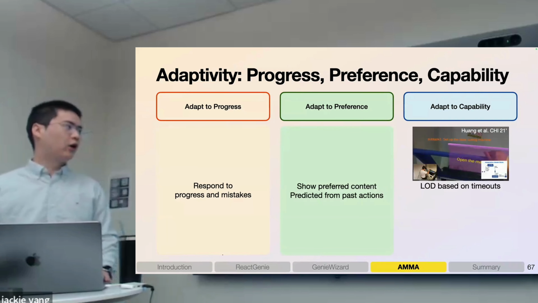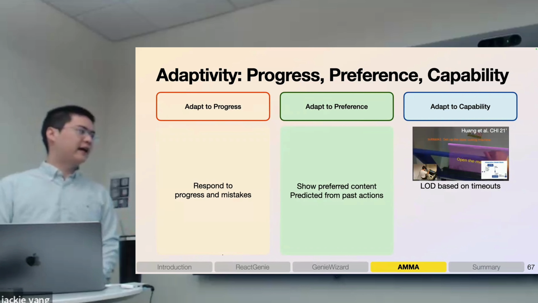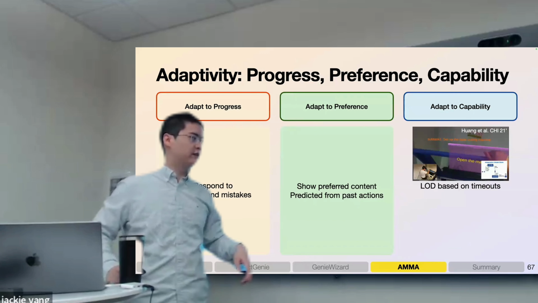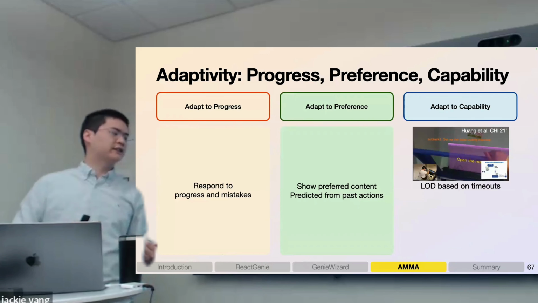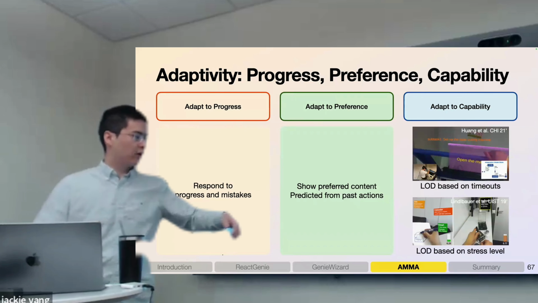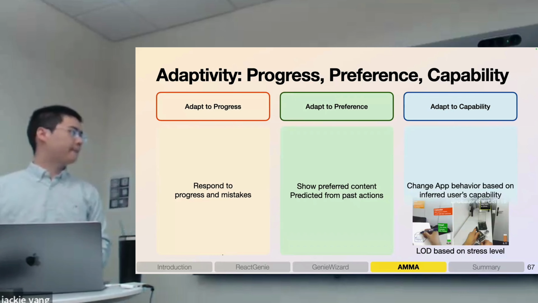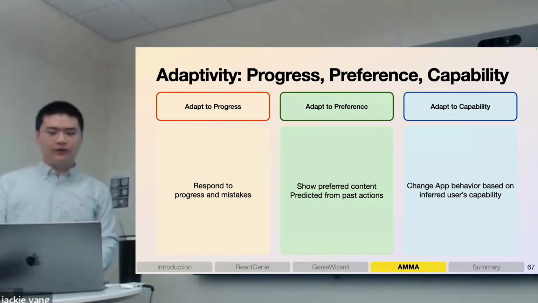Adaptive capability is a little bit more complex. We want the app to know the user's capability and then change its behavior based on that. There is a little bit of work right now on that for guidance apps. For example, this app is trying to change the guidance level of detail, that's LOD, based on whether my previous instructions have timed out, meaning that I didn't follow them in time. There is also another work that changes the level of detail based on the user's stress level. Basically, we're trying to change the app's behavior based on the inferred user's capability.